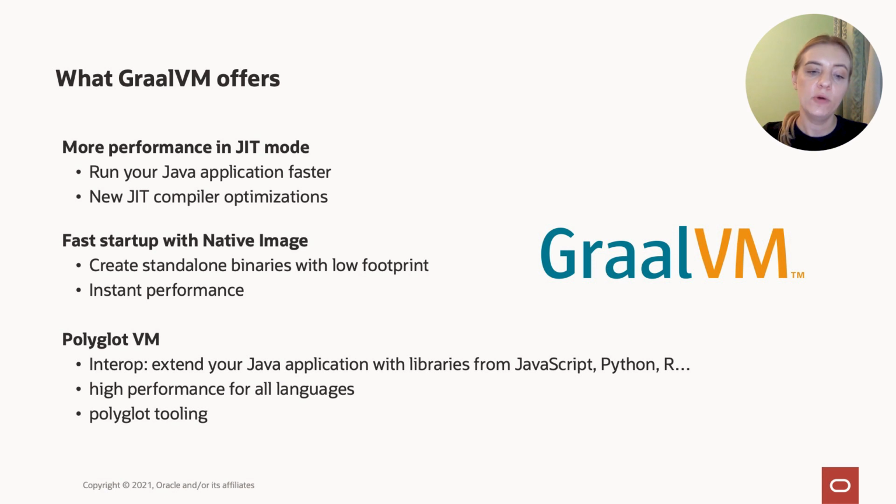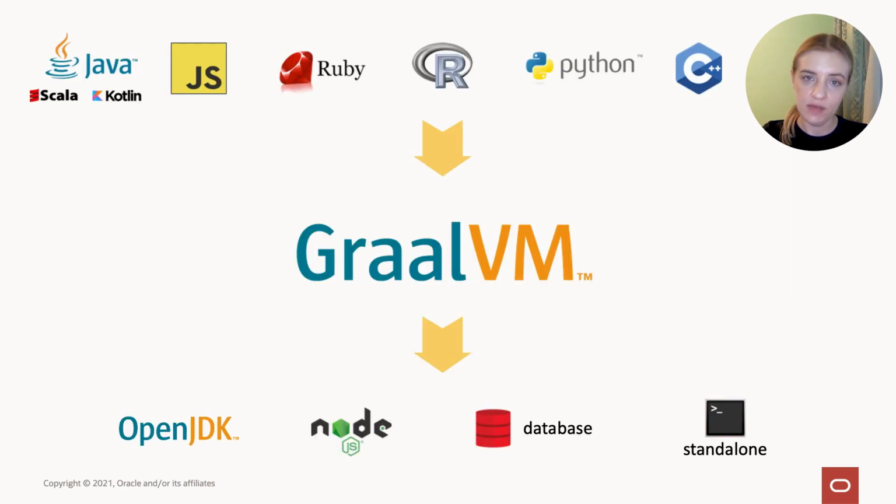And the last point here is GraalVM is also a polyglot VM. So in addition to Java and JVM languages, it can execute all those languages that we see on top here: languages like JavaScript, Ruby, Python, R, LLVM. You can execute any of them on GraalVM, or you can even extend your Java applications with libraries from those languages as well.